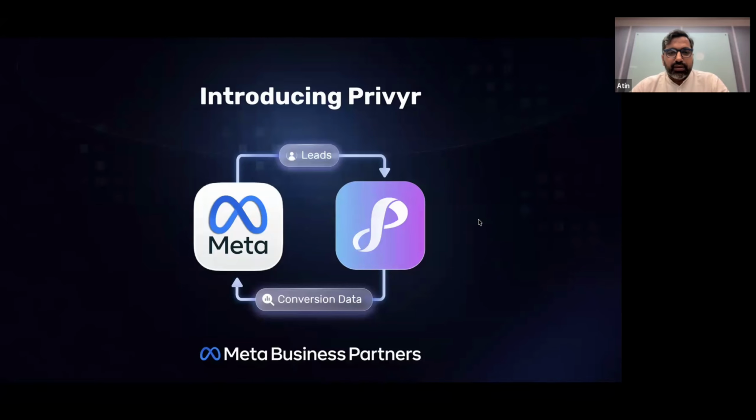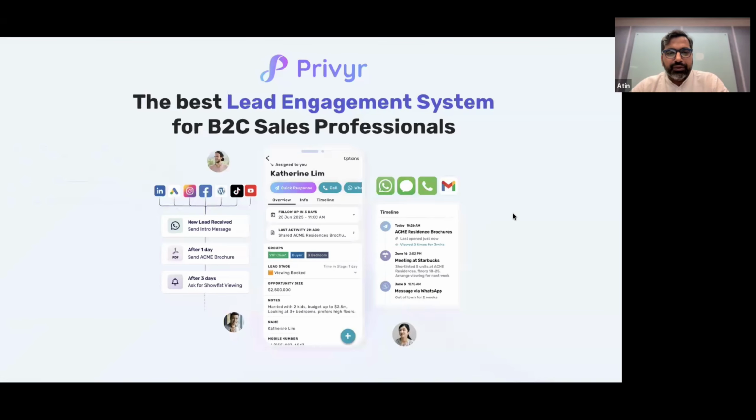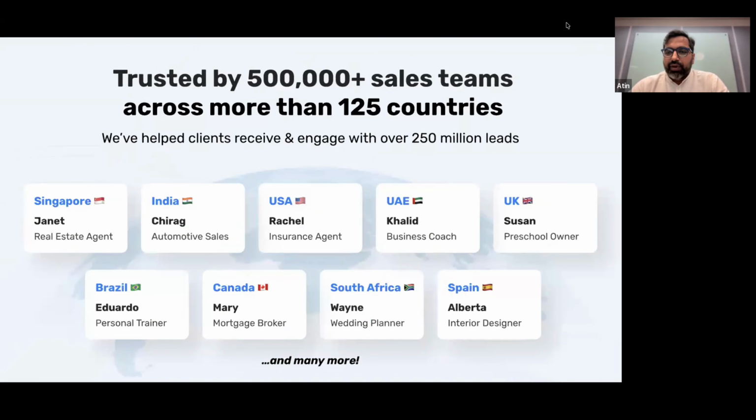All right, so I'll just give a brief intro about Privyr. We are a lead engagement system, and we prioritize all the lead engagement related value adds for B2C sales professionals. And we are proud to be trusted by over 500,000 sales teams worldwide. We are present through our customers in around 125 plus countries, and so far we have processed over 250 million leads for our users.